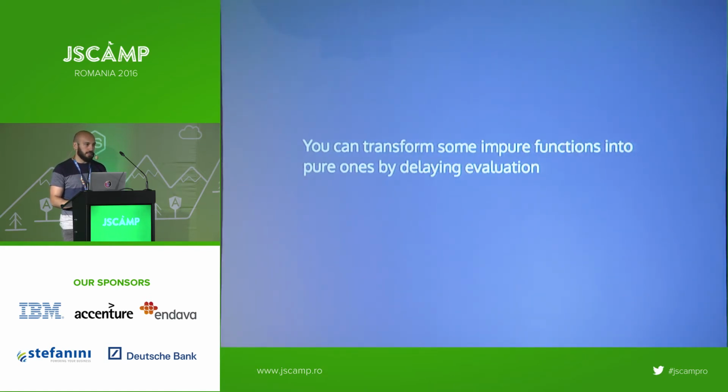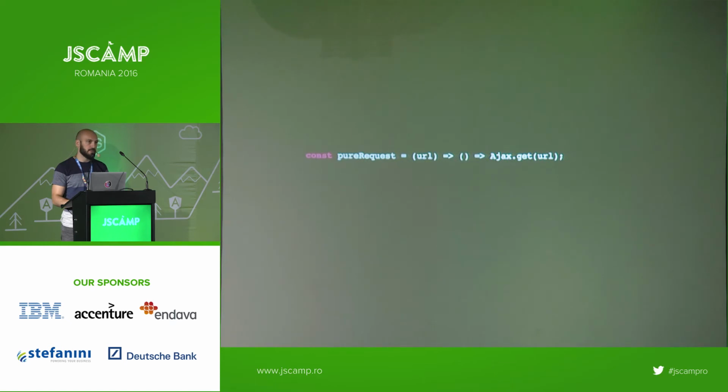The key idea from this, and this is where things start to get interesting, is that you can transform certain functions that are impure, in particular functions that do I/O, into pure functions. How? You make the function return another function. For example, we have a pure request function in this case, which takes a URL, but instead of performing the AJAX call, it will return a new function that will perform the AJAX call when it's called.